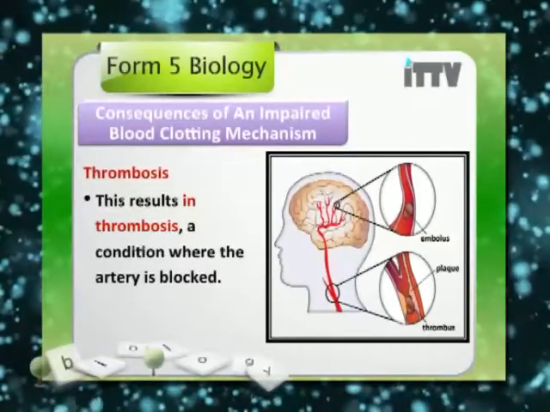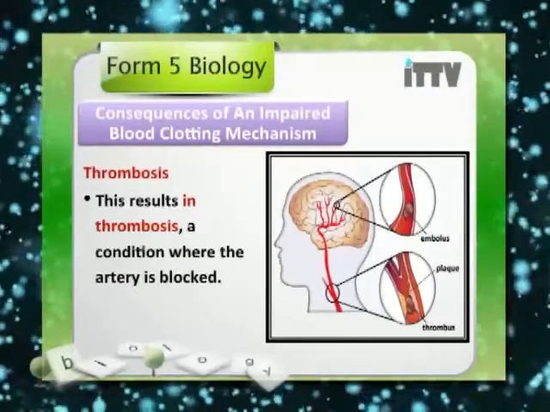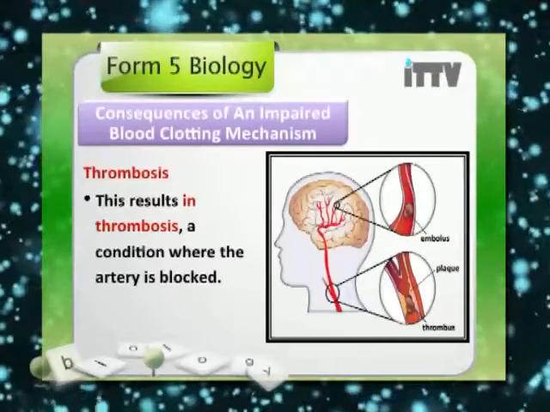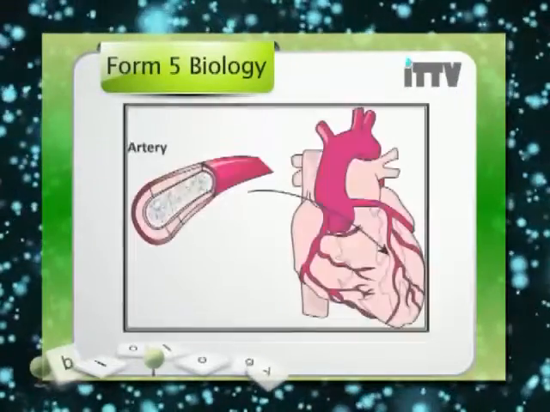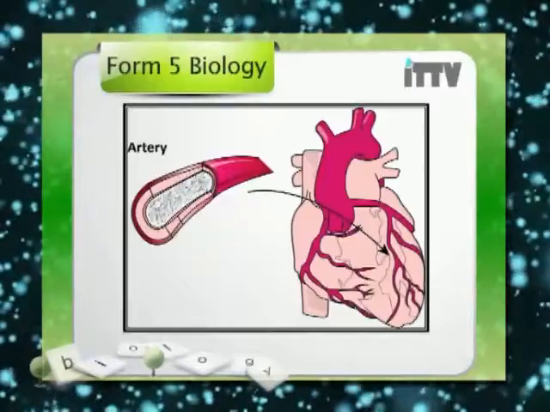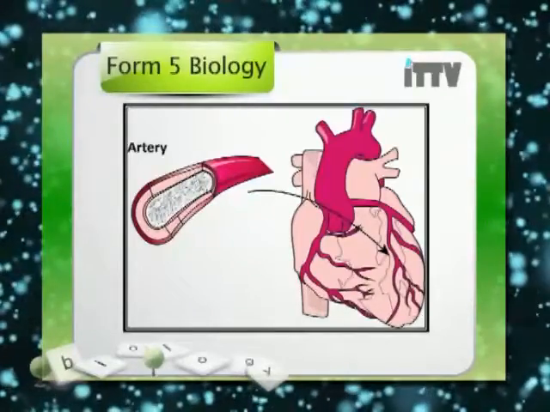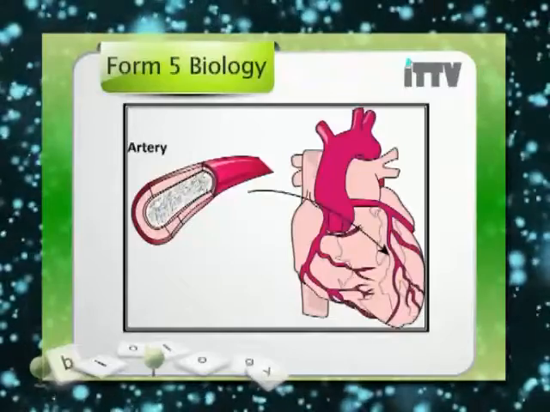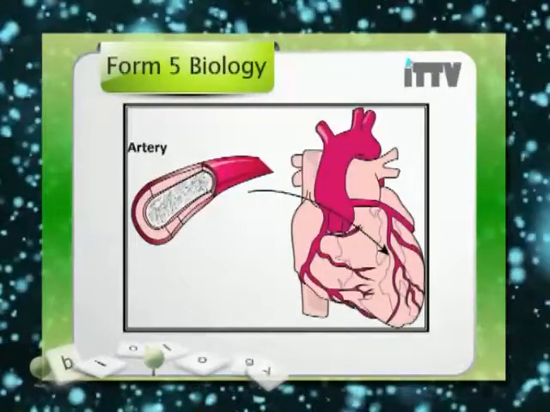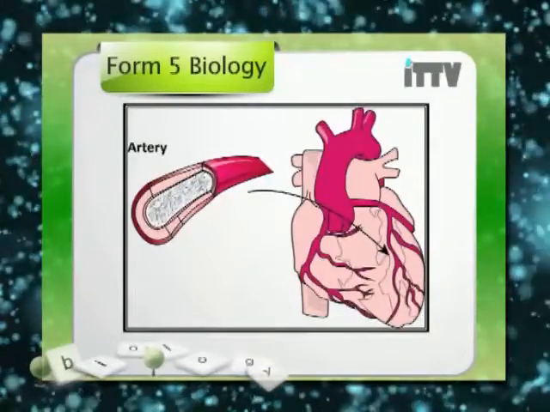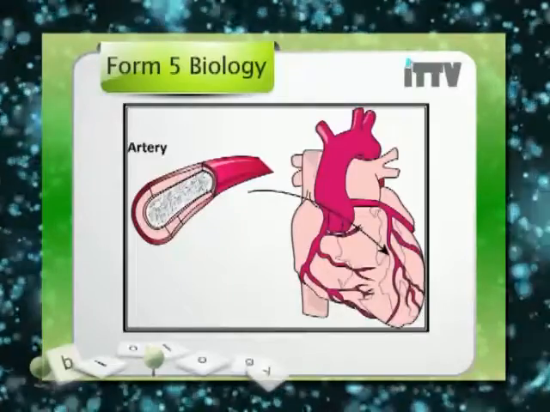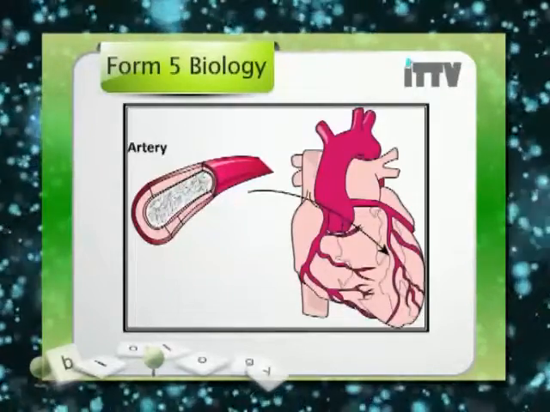So if you refer to the diagram, a thrombus is a blood clot that is formed within the artery. And of course, this will block blood flow. And as you can see in the diagram, this shows an example of how thrombus happens and results in thrombosis. And when thrombosis happens in the heart, this causes a person to have a heart attack, or known as myocardial infarction.